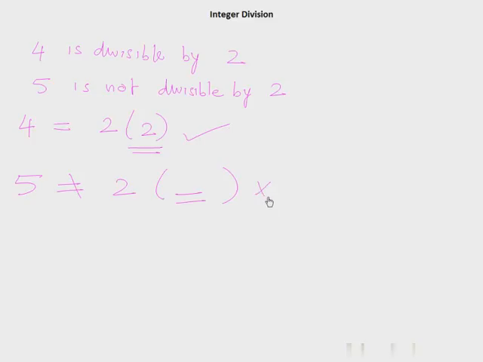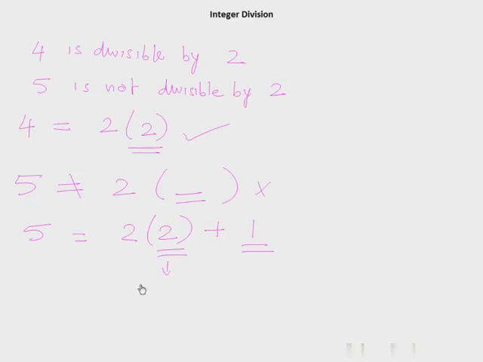So what happens in the case of 5? Well, in the case of 5, 2 goes into 5 2 times. That is, we get 2 times 2 is 4, and then there's 1 left over. 2 does not go into that 1. So we can write plus 1. 5 is equal to 2 times 2 plus 1.